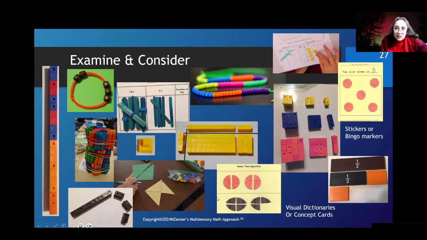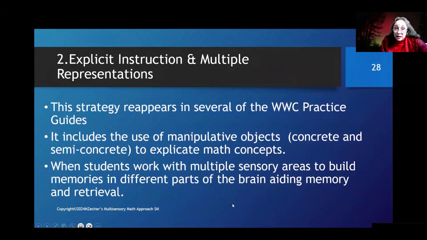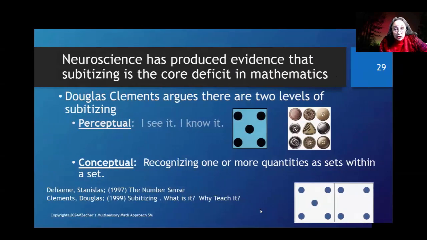So manipulatives can form lots of visual patterns and representations that students can use later to rely on for reasoning mathematically. We do use explicit instruction in concepts with multiple representations. This appears in the What Works Clearinghouse practice guides again and again. It often includes manipulative objects at the concrete or semi-concrete level to explicate those math concepts. And so when students work with those multiple sensory areas, they are building those memories in different parts of the brain to aid retrieval.